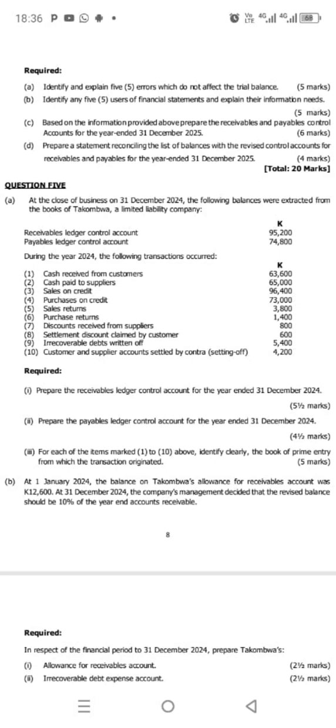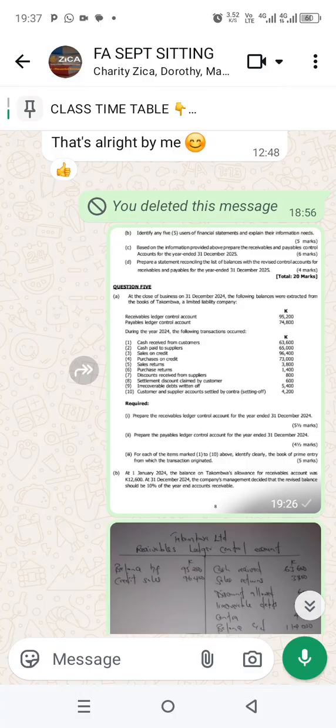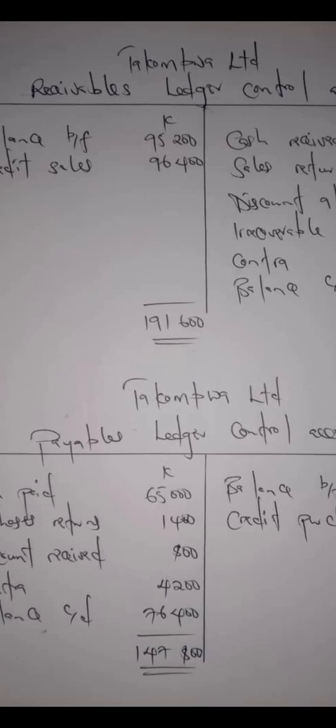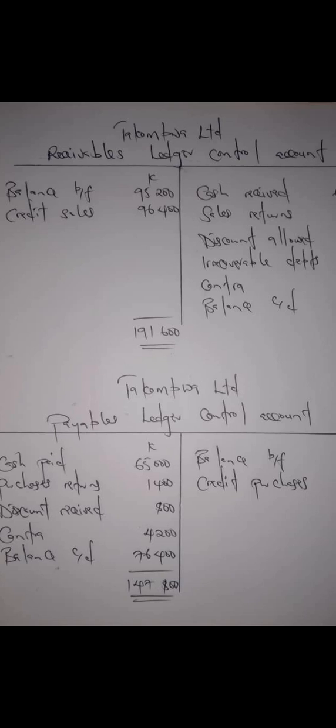So in this case, sales on credit, meaning we are adding more sales on credit. So meaning the receivable balance is going to do what? It is going to increase. So of course, the sales on credit, we are going to do what? We are going to debit. Why? Because it increases the what? The receivable balance. So as you can see here, we debited the credit sales here, which is 96,400. Why? Because it increases the receivable balance. Okay, that is it.